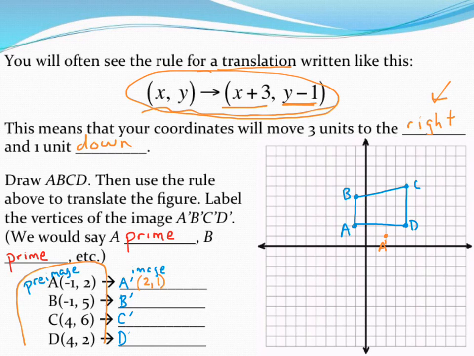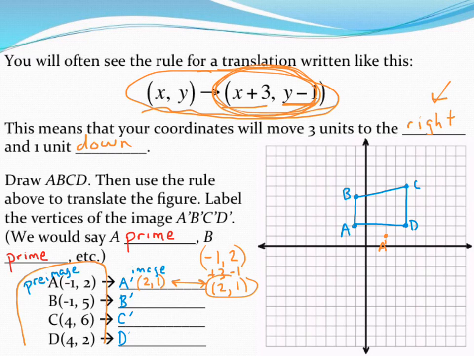So again, I found those coordinates simply by using the verbal rule, moving my figure 3 spaces to the right and 1 unit down. Let me show you how we could find that same coordinate using the rule they gave us up top. The rule said to add 3 to the x value and take 1 away from the y value. So let's stick with A again. The point was -1, 2 for the pre-image. If I add 3 to the x value, -1 plus 3 is 2. Hey, that's what we had when we just moved it. And the rule said subtract 1 from the y value. 2 minus 1 is 1. So I end up with the same coordinates no matter how I do this, whether I simply count or use that rule.